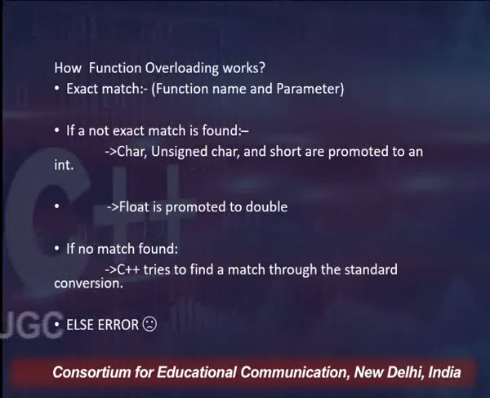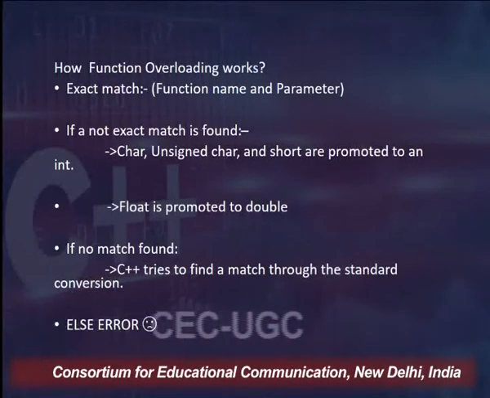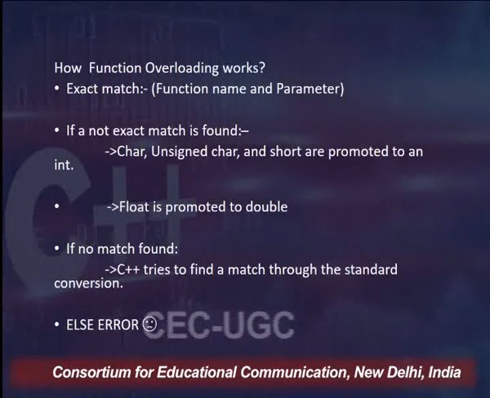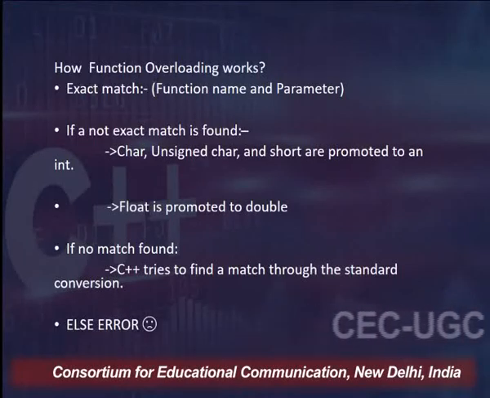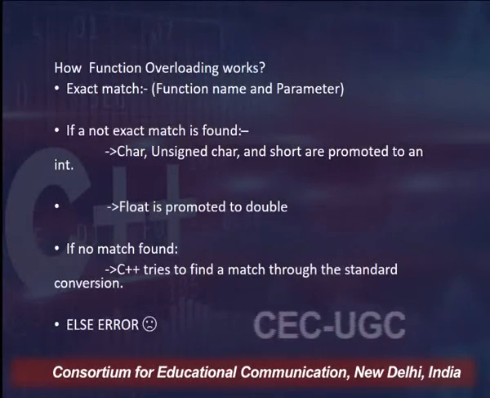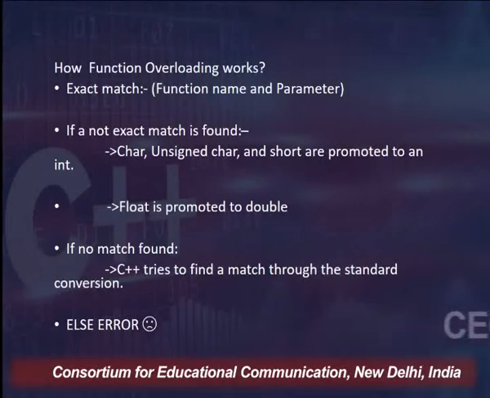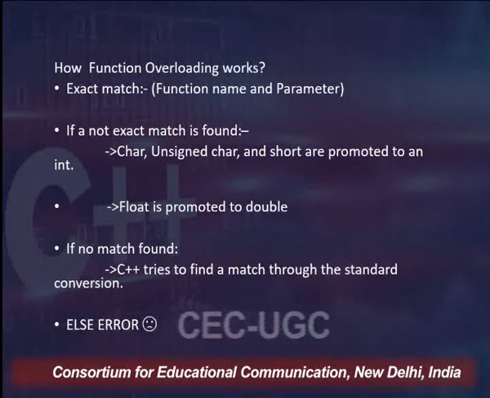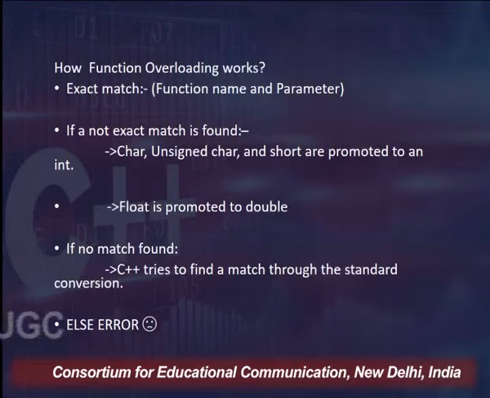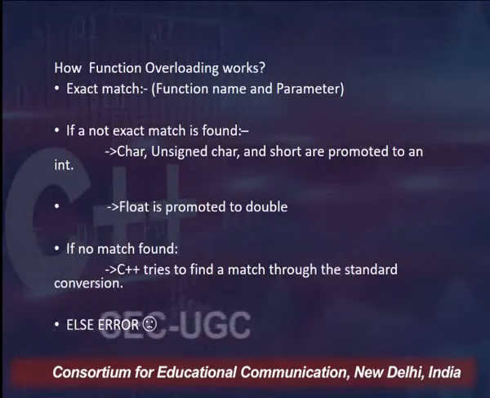Earlier it was looking for an exact match. The exact match was not found, so it gave some automatic promotions which are within limits: char, unsigned char, and short are promoted to int, and float is promoted to double. With these promoted parameters, it will now try to look for a match among the overloaded functions. Even if no match is found after these two steps, exact match and promotion, what will happen?